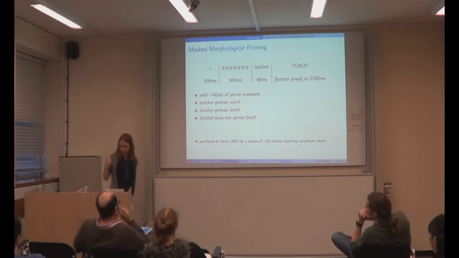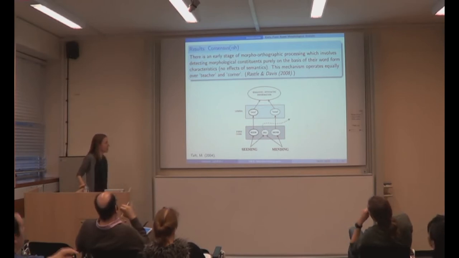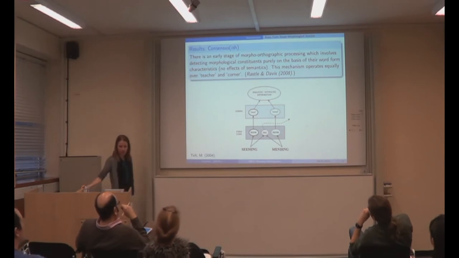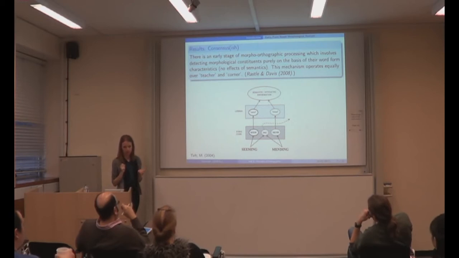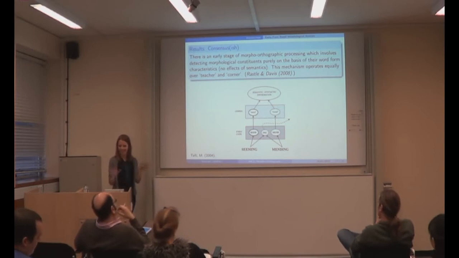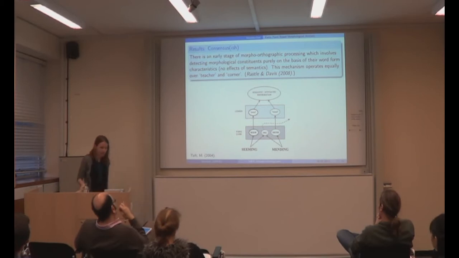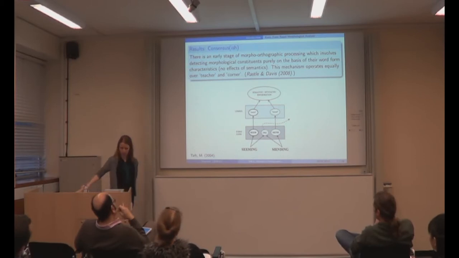So what we know then from these masked priming studies is that, as I say, consensus-ish, there's this early stage of orthographic processing, which involves detecting potential morphological constituents purely on the basis of their word form characteristics. Right? There's no effective semantics because you get the priming for brother to broth, and there's no semantic relationship there. And this mechanism, at some level of description, operates equally over genuine complexity like teacher, and pseudo-complexity like corner.